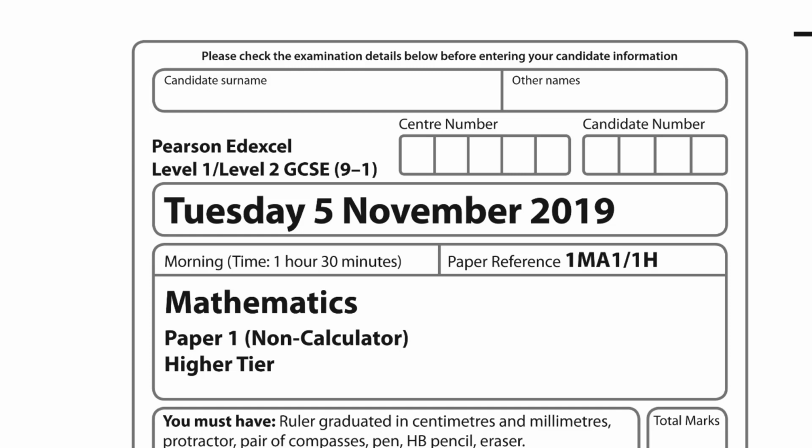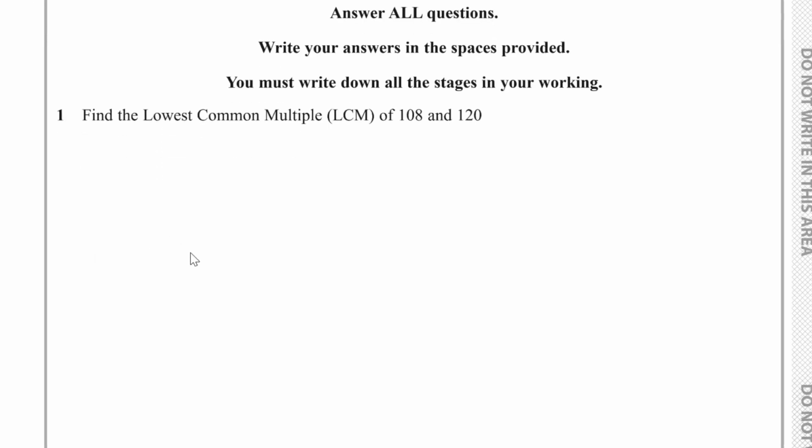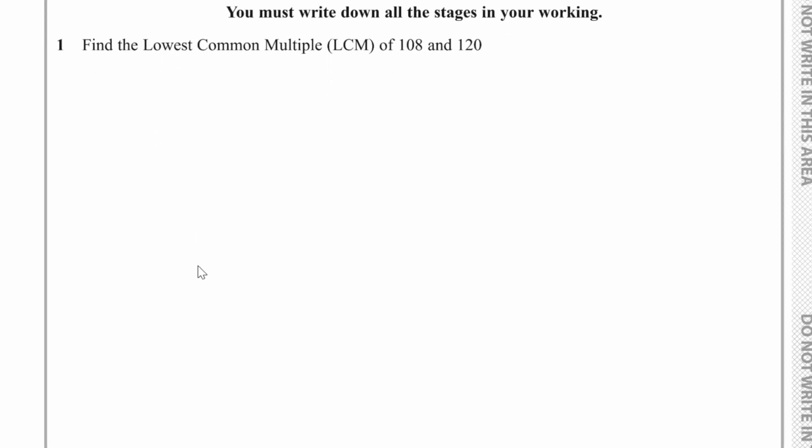This is the Edexcel GCSE Maths paper 9-1, paper 1 from the higher tier, and it's from the November 2019 series. So let's get straight into it. Question 1, we have to find the lowest common multiple of 108 and 120.